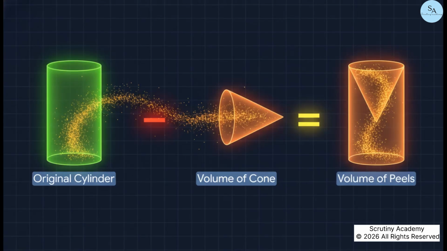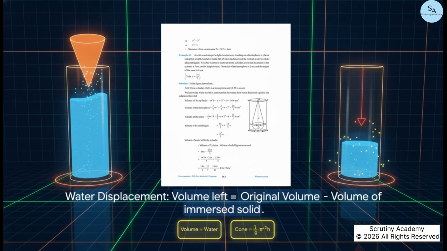The logic is actually really simple. The volume of those shavings is just the volume of the original cylinder piece you started with, minus the volume of the cone that's left at the end. It's what you started with minus what you finished with. Simple subtraction. And hey, this same subtraction idea pops up in other places, like water displacement problems.